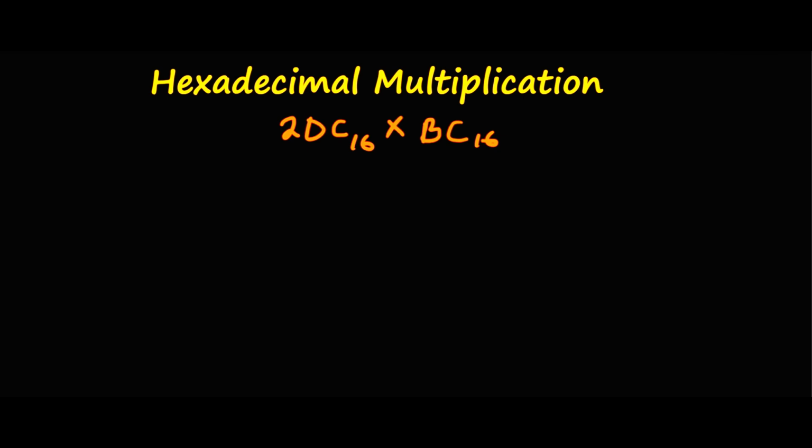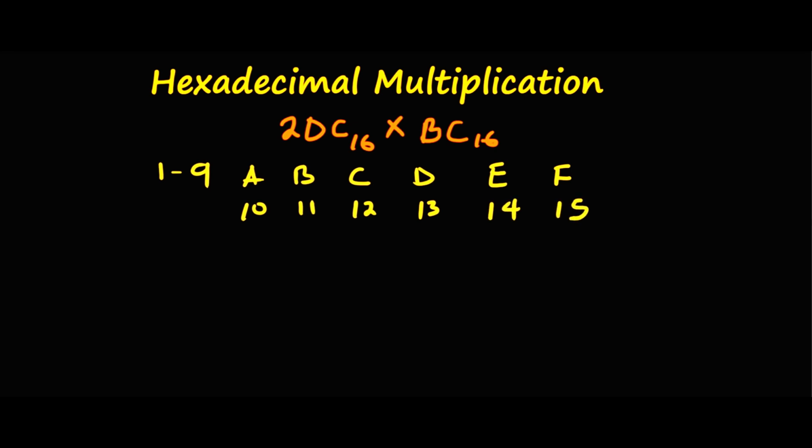In this video, we're going to learn how to perform hexadecimal multiplication. The first thing that you need to do before you start anything is to list the range or the terms that are involved in base 16. There is normally from 1 to 9, then there is A, B, C, D, E, and F. A stands for 10, B stands for 11, C stands for 12, D 13, E 14, and F is 15.